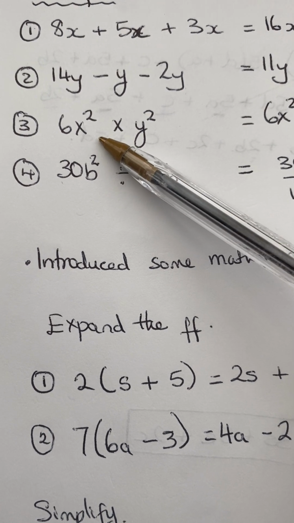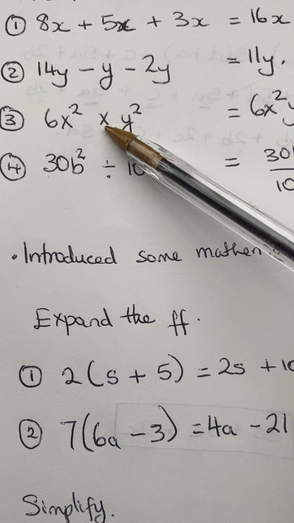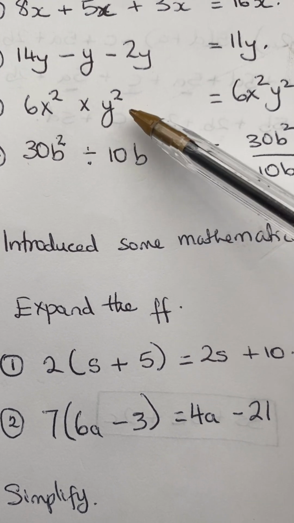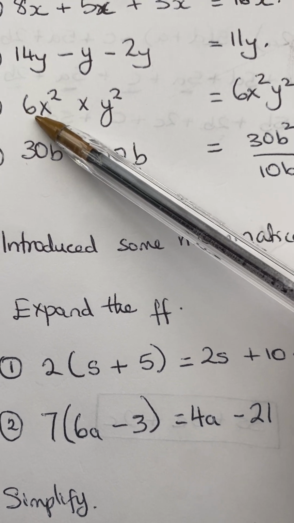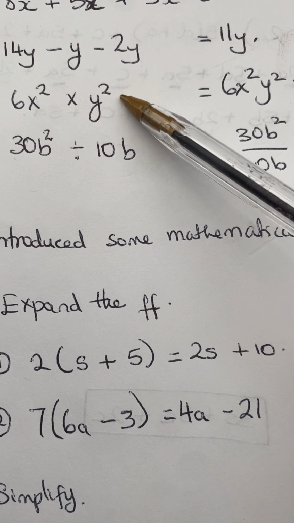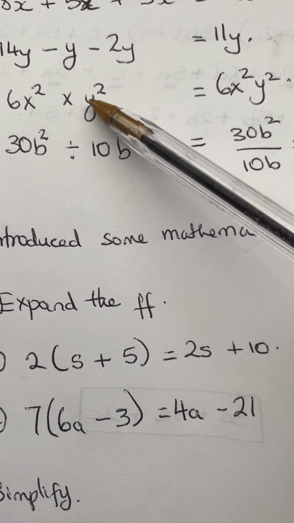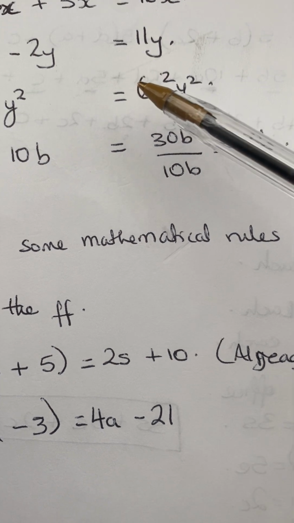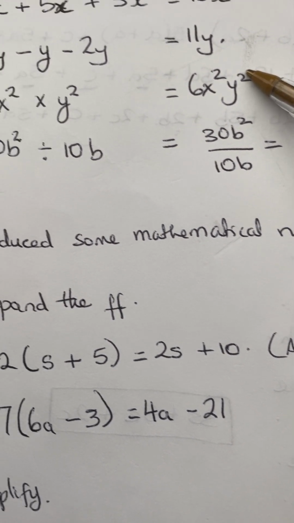Okay, here again, the mathematical symbol used is times. Okay, so when you scan, you have two variables. So here 6x squared times y squared. Okay, so here you have 6x squared y squared.